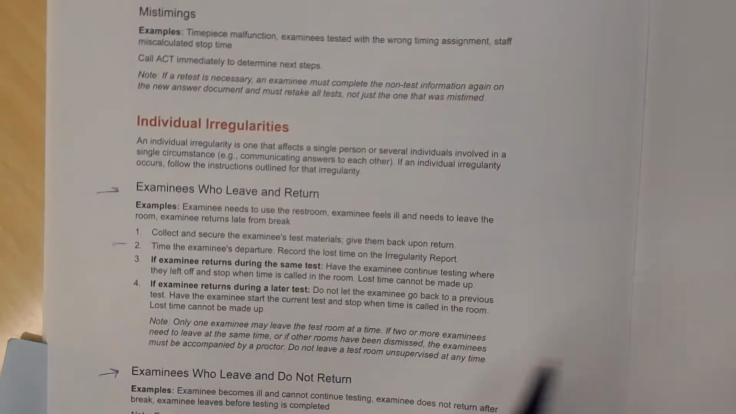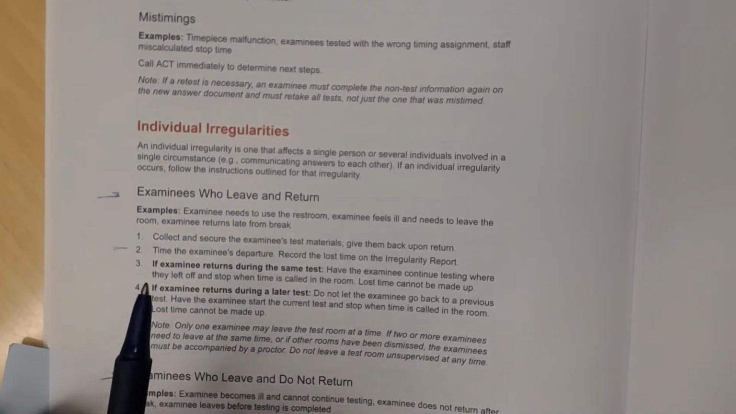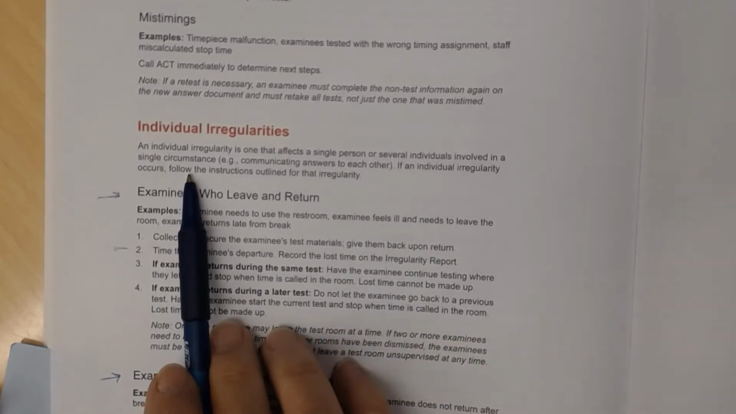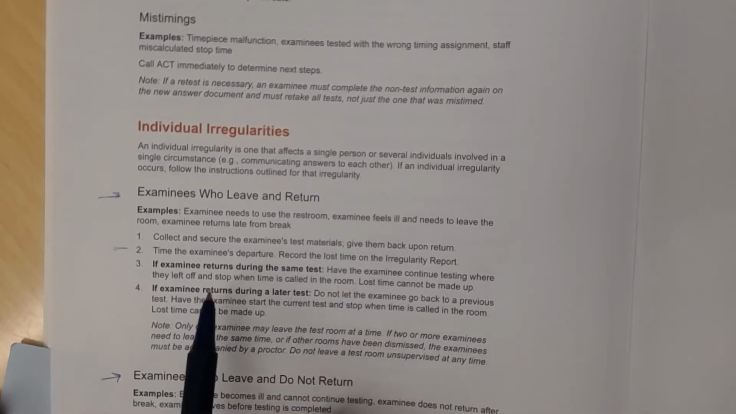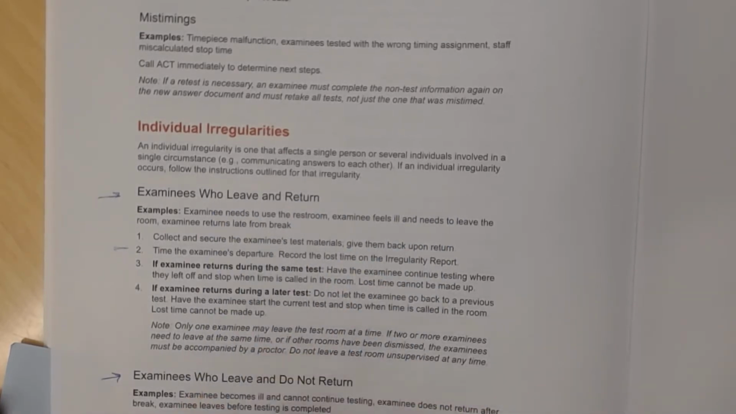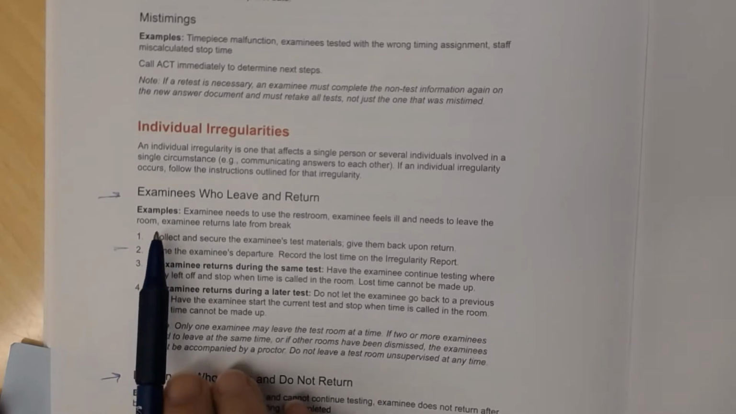Okay, so let's go back to individual irregularities. An individual irregularity is one that affects a single person or several individuals involved in a single circumstance, such as communicating answers to each other. If an individual irregularity occurs, follow the instructions outlined for that irregularity. The first one we're going to look at is individuals who leave and return. So here are some examples.